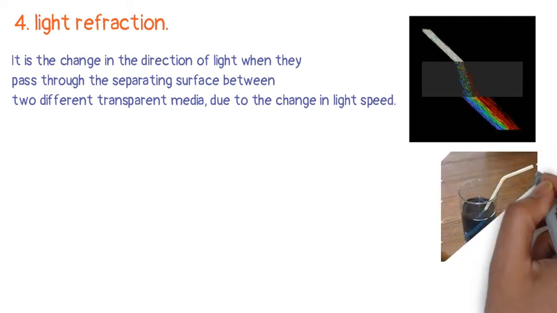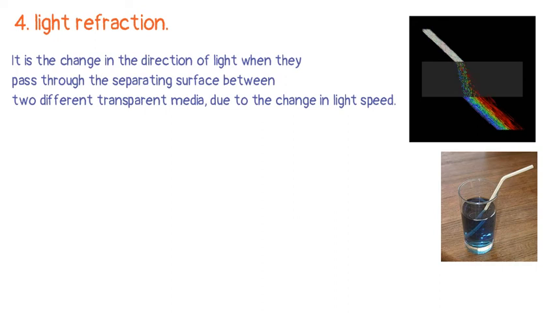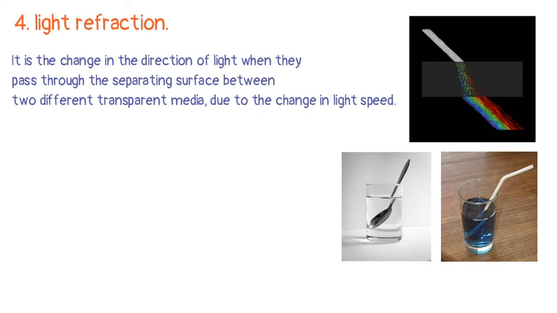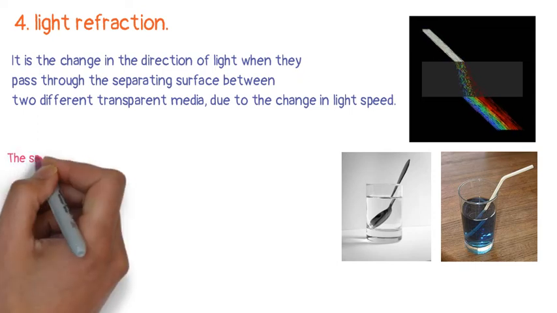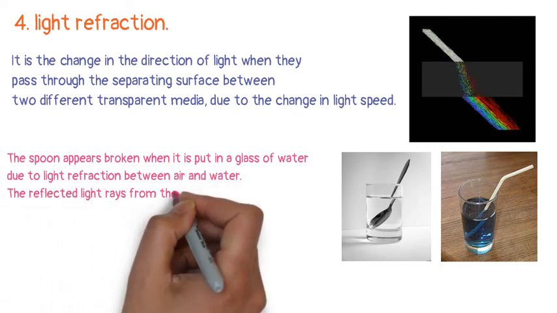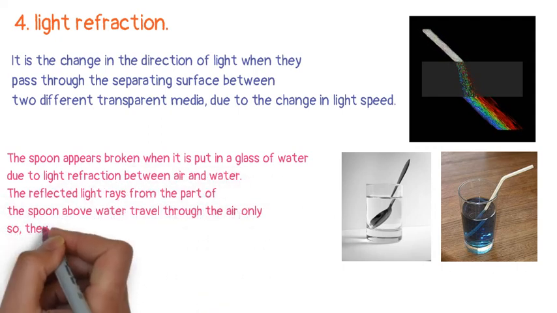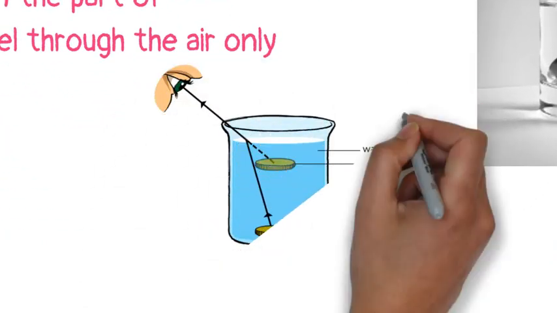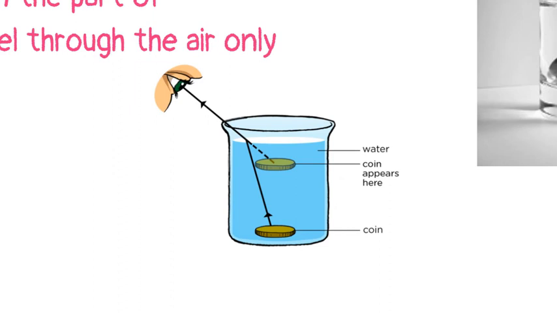The speed of light in air is faster than the speed of light in water. So when the light passes from the air to the water through the glass, it will refract, or it will change its direction. Like the spoon, when we put a spoon in a glass not full of water, we will see the spoon as broken. Why? Due to light refraction. Also, the object in the water will seem in a higher position than its real position.